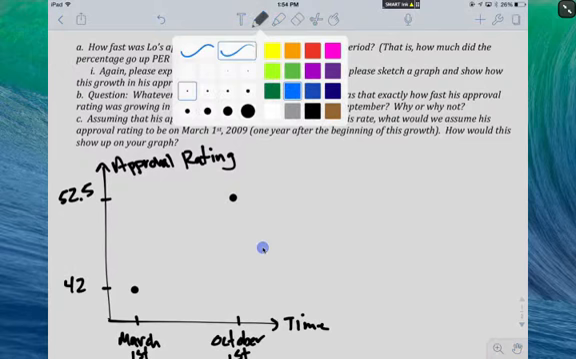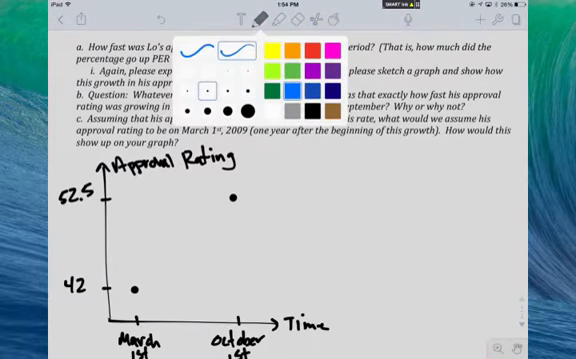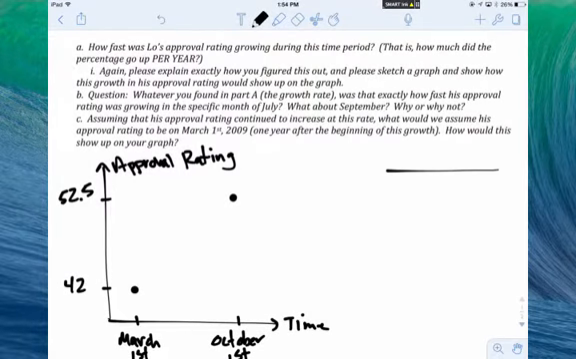And I also want to make a table of values. So I'd like to start with a graph, and I also like to make a table of values. On this table of values, I'm going to put my independent quantity here, kind of like x, and our dependent quantity here, kind of like y. Now time is not quite going to cut it. Time is a little bit too vague. So let's define this to be the number of months since March 1st.